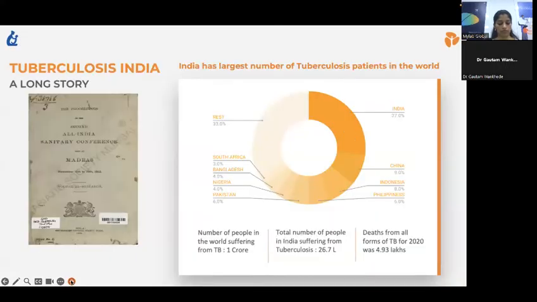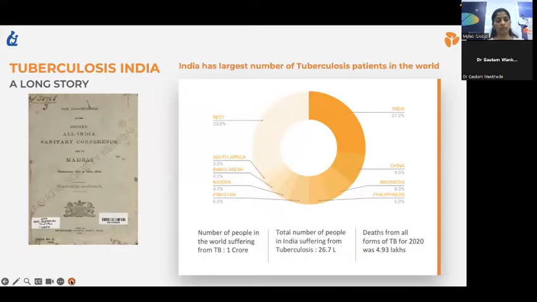Historically speaking, tuberculosis has been around for centuries. When we talk about TB in India, it was about 110 years back that the first All India Sanitary Conference took place, wherein research scientists and clinicians came together and spoke about TB and how to manage it. However, it's been 110 years now, and India, unfortunately, is still a global leader in tuberculosis. We contribute nearly 30% of all cases out of the nearly 1 crore people affected in the world. And more importantly, the number of people dying of tuberculosis even today in India is very high. About 5 lakh deaths were reported just in 2020-21.